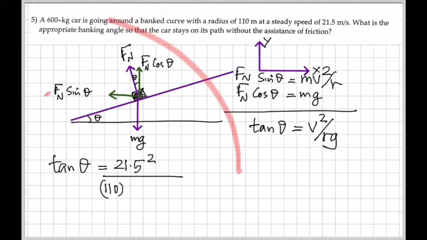Do you need the mass of the car? You don't. You don't even need the mass of the car. It's independent of the mass. You can't have different banking for different cars. That would be impossible.